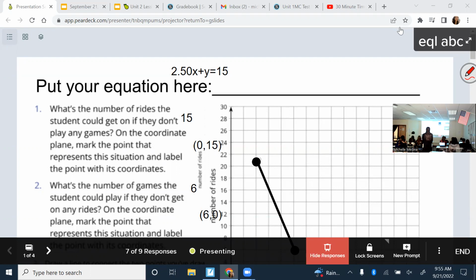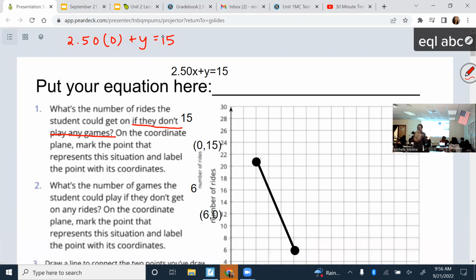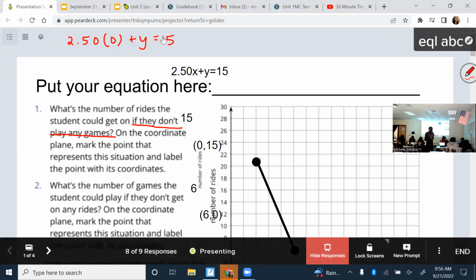It says if they don't play any games, so then how many games is that? 0. So what you should have done is plugged in a 0 for the X initially for number 1 in whatever equation we had, and solve for Y because that's what we're trying to discover, how many rides it can go on. You might have even thought about it logically too. All right, but 2.50 times 0 is 0 plus y is y, so then it's just y equals 15.